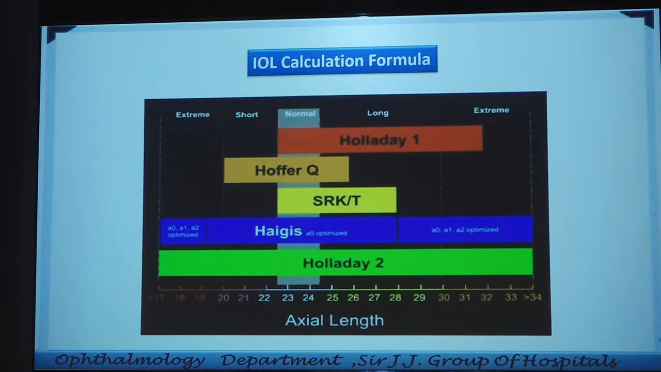You can use the Holladay, Hoffer Q, SRK/T, Haigis, or Holladay 2. Are we using these formulas? No. We are using whatever formula is there on the machine, whatever comes out, that is the SICS lens. And if it is not there, then we go for other formulas. We'll call friends, search Google, and see which formula, I am not getting it properly. Then they will call the refractive surgeon, brother, this patient has had LASIK, what is the lens calculation?